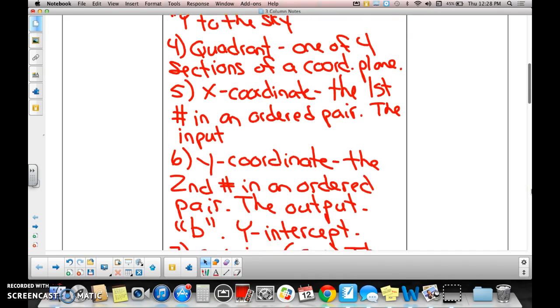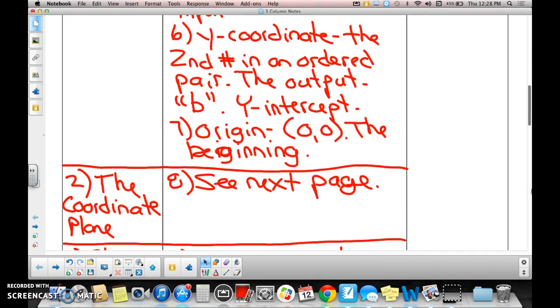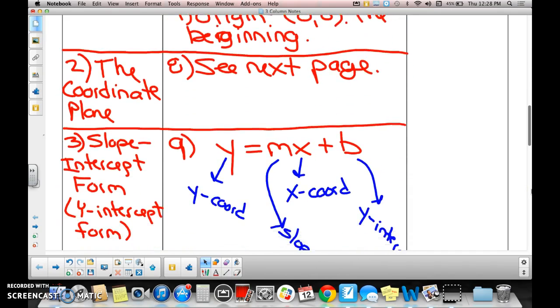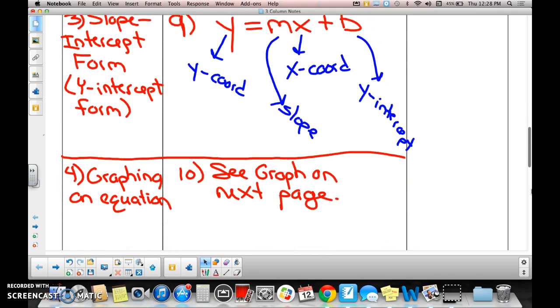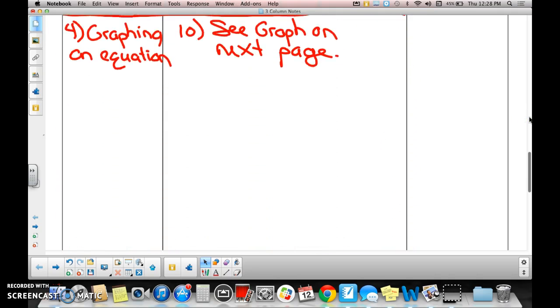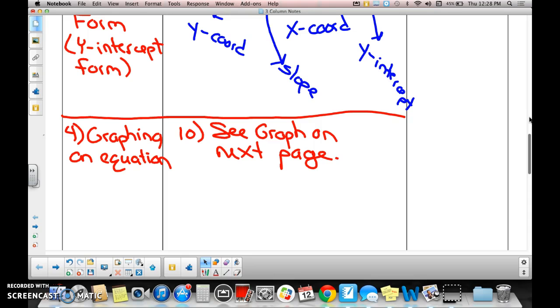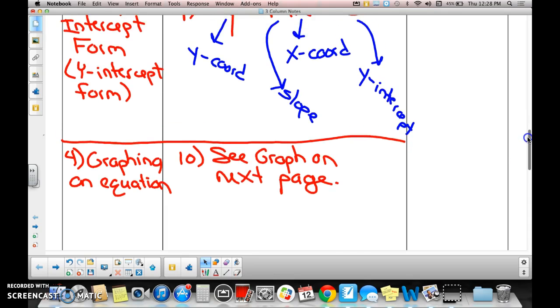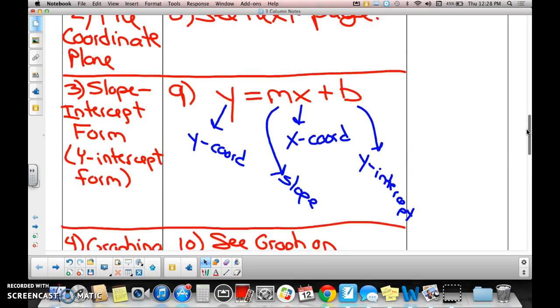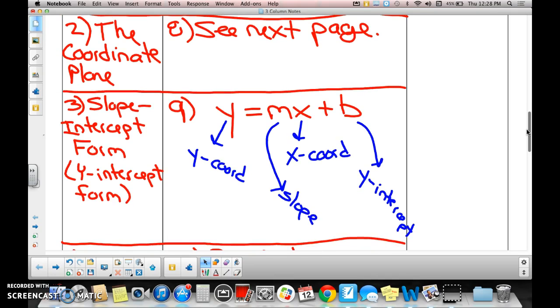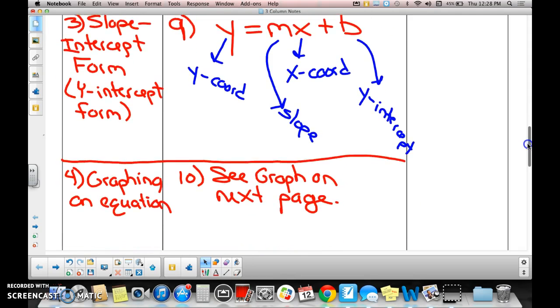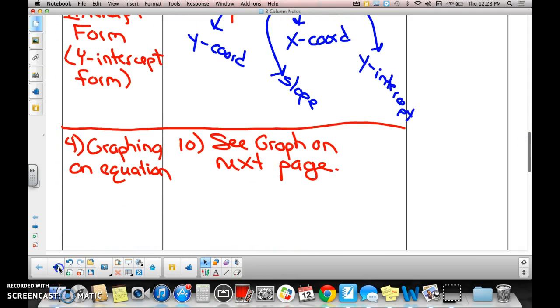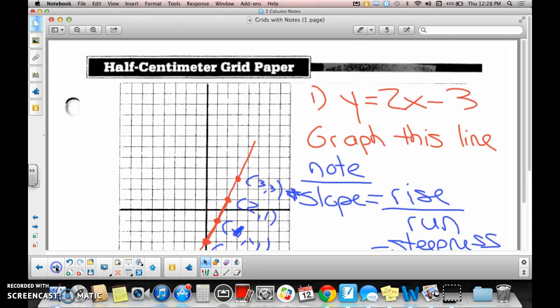Our next main idea, after the coordinate plane, would be slope-intercept form, and we have that diagrammed out there for you. Slope-intercept form can also be called y-intercept form. y equals mx plus b. You need to know what y, x, m, and b all are, and they're clearly labeled there for you. And then the last bit of notes would have been on the graph papers.